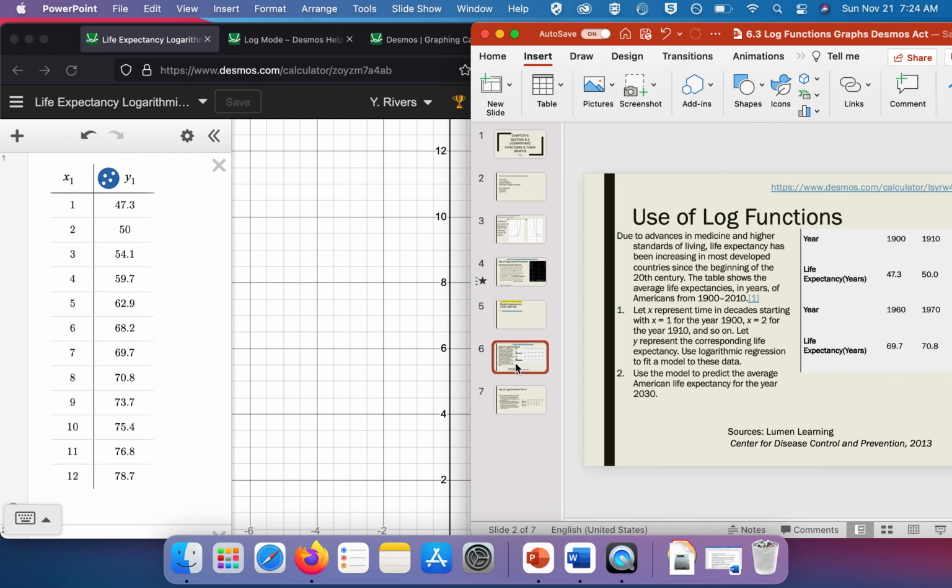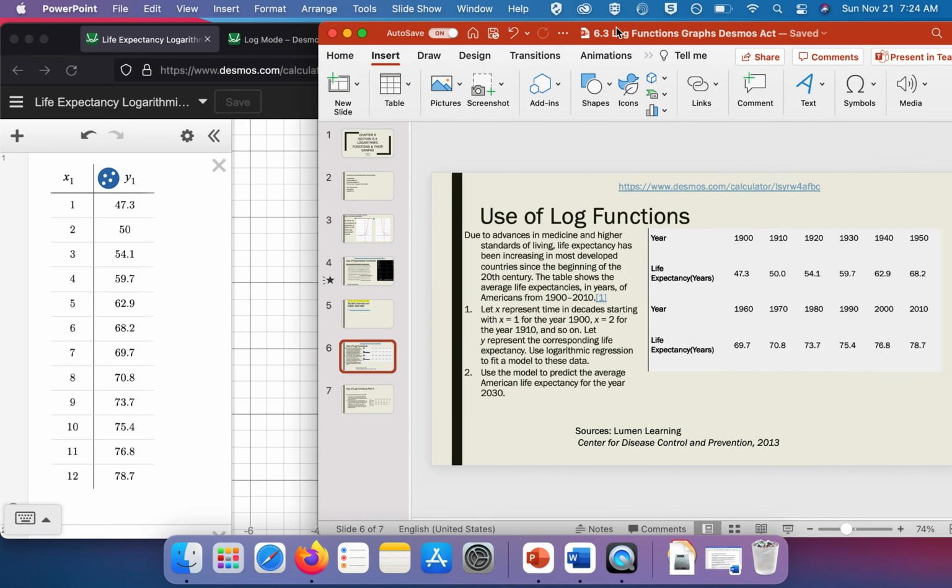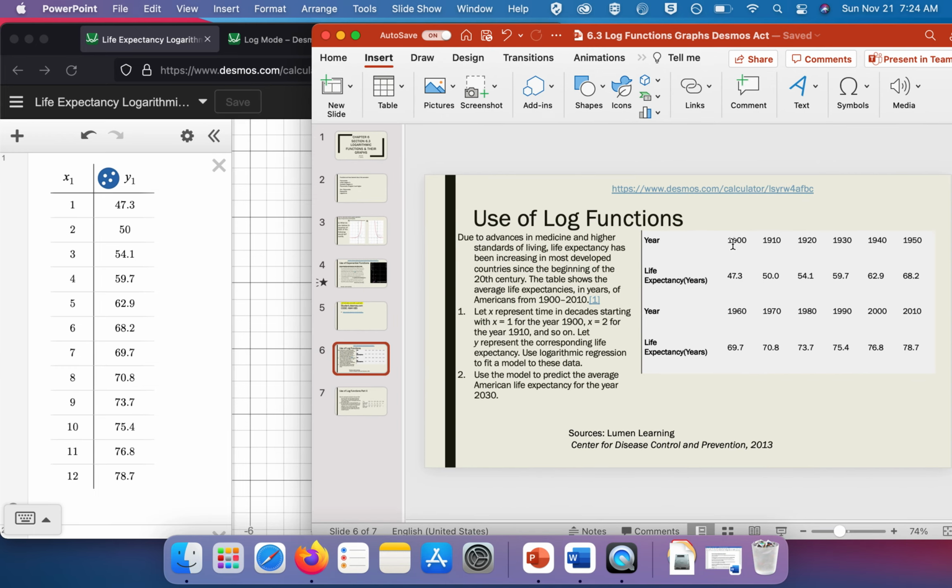For this example, I'm going to look at life expectancy by decade from 1900 till 2010. This data is from the Centers for Disease Control from 2013. In the table, due to advances in medicine and higher standards of living, life expectancy has been increasing in most developed countries since the beginning of the 20th century. The table shows the average life expectancies in years of Americans from 1900 to 2010. Here we're being asked to let x represent the time in decades, starting with x equals 1 for 1900, x equals 2 for 1910, and so on until we get to x equals 12 for 2010.